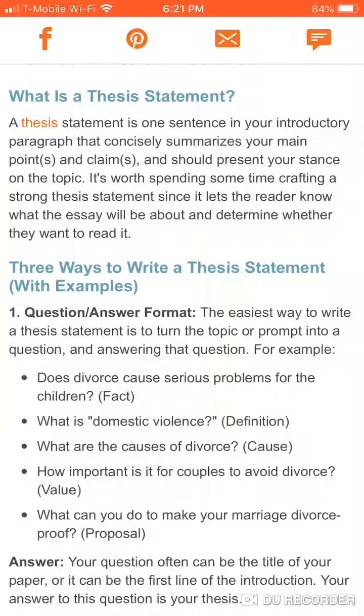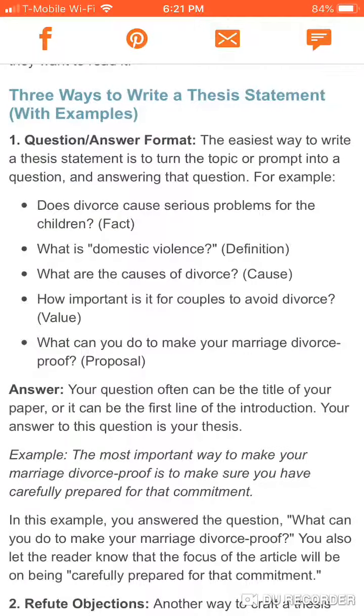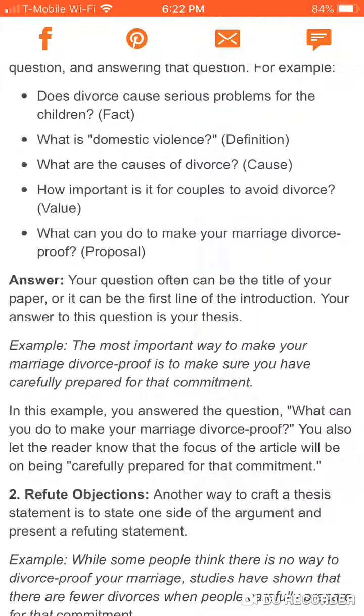Your question can be the title of your paper, or it can be the first line of the introduction. Your answer to this question is your thesis. Example: the most important way to make a marriage divorce-proof is to make sure you have carefully prepared for that commitment. In this example, you answer the question, what can you do to make a marriage divorce-proof? You also let the reader know that the focus of the article will be on being carefully prepared for that commitment.